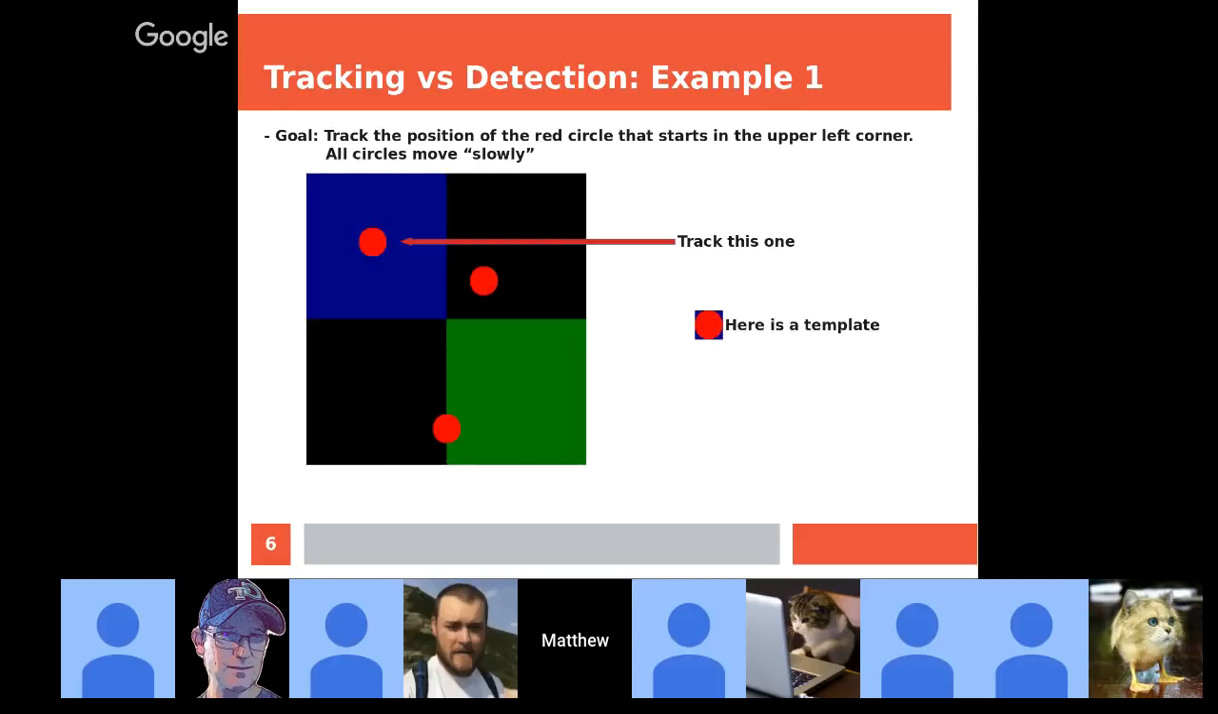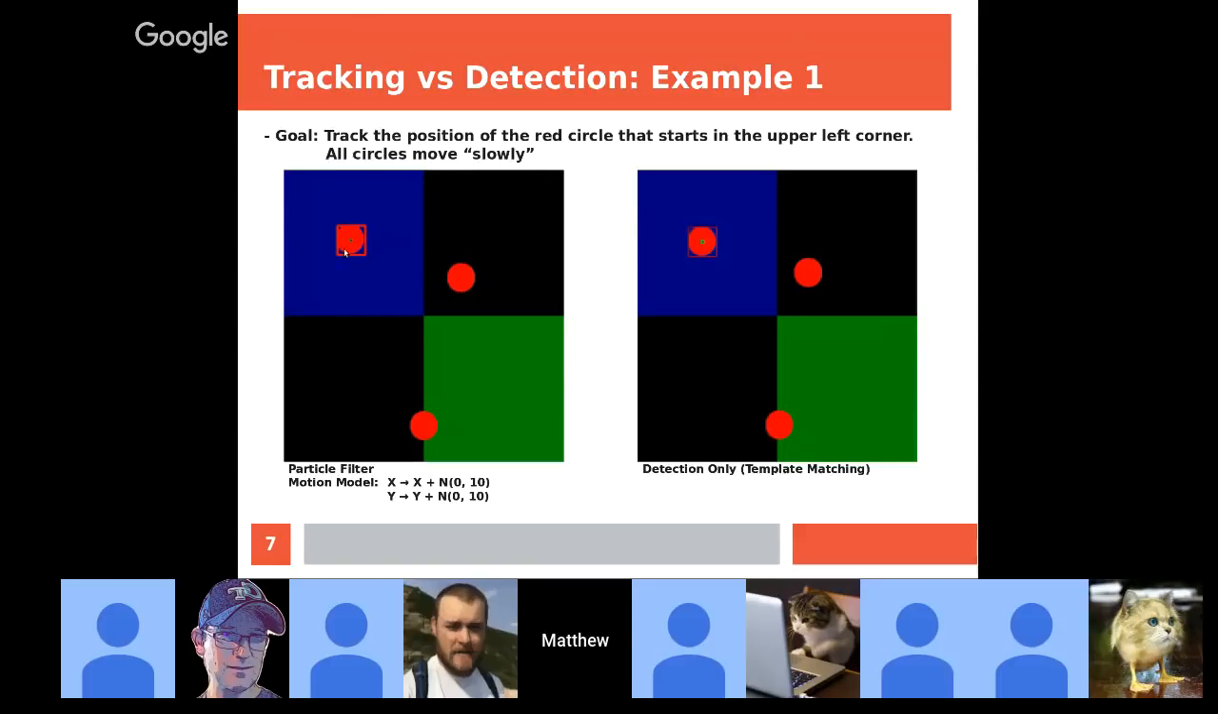The easy way to ensure that happens is the template has little bits of blue here in the corners, which means my initial particles are going to congregate on the circle in the blue quadrant. And then because we have this assumption of slowness and we aren't letting the particles disperse very far, they always stick with this circle and never find any of the other 2.